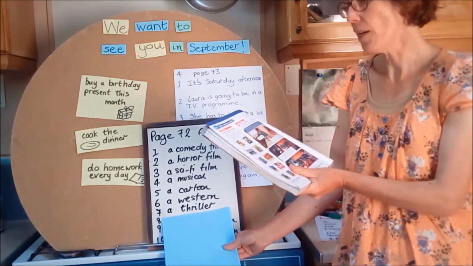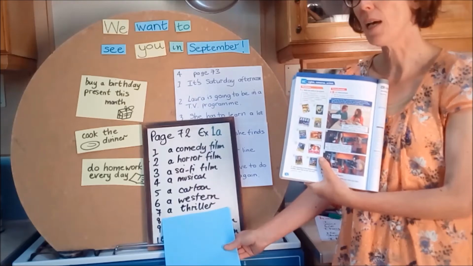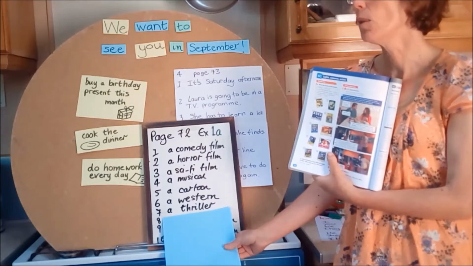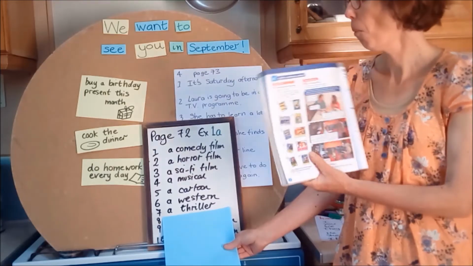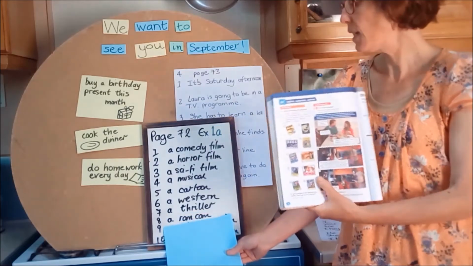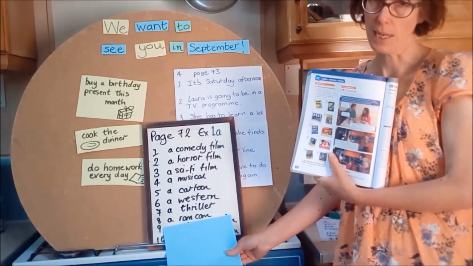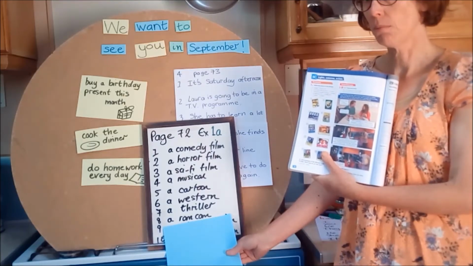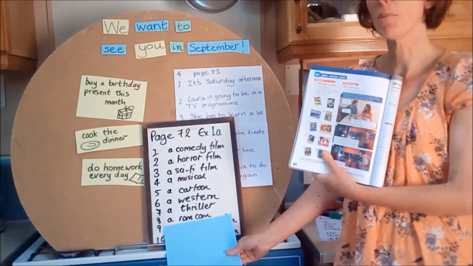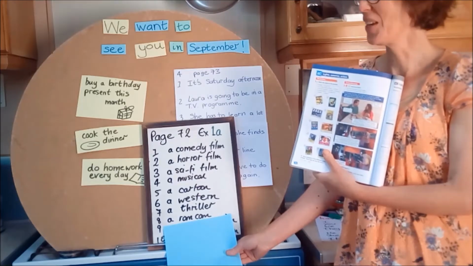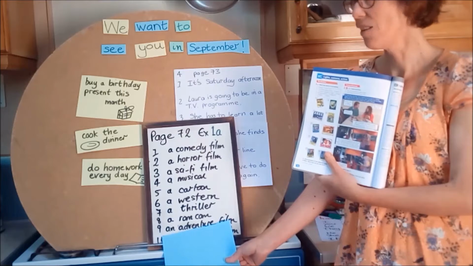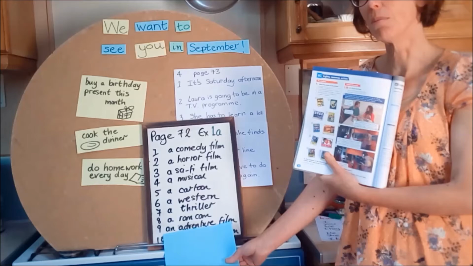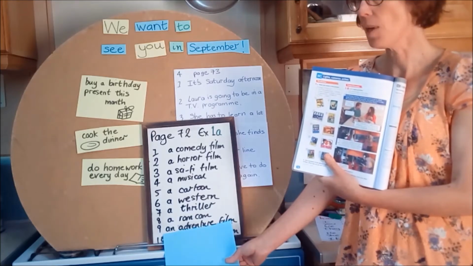Number 7. A thriller. It's very exciting. You have to find out what's happened. Number 8, a romantic comedy, or a rom-com, you can say. Do you like rom-coms, Paul? No. No, he doesn't. They're for girls. Number 9, an adventure film. There are lots of adventure films, aren't there?